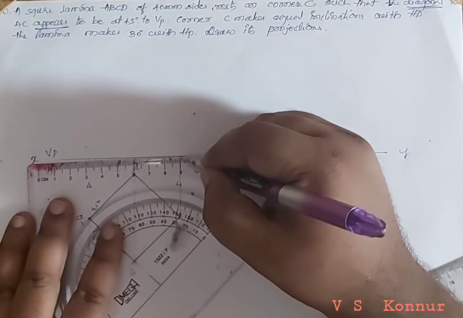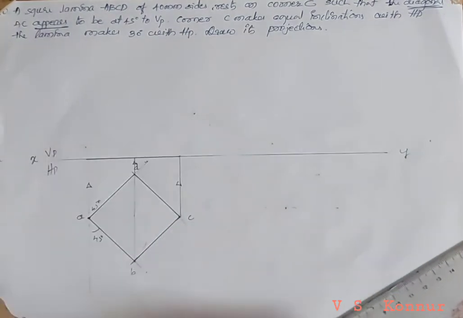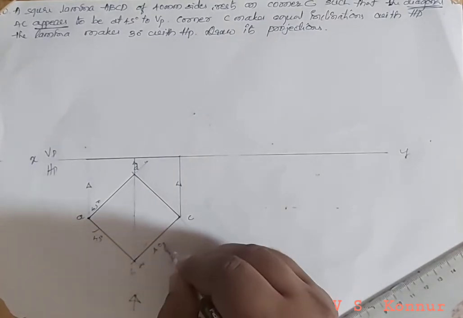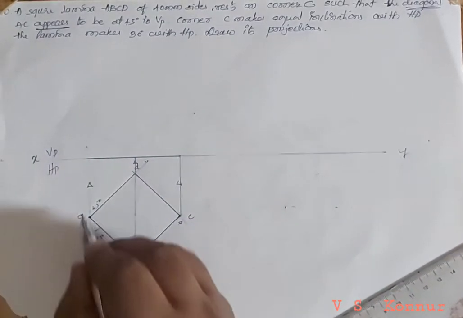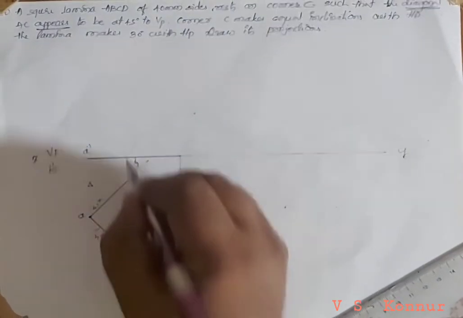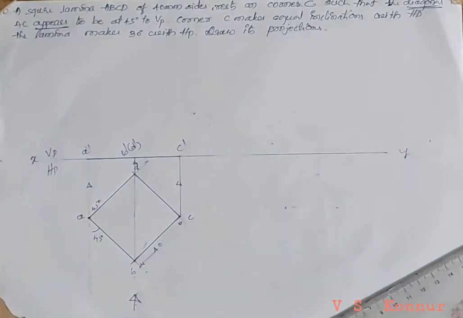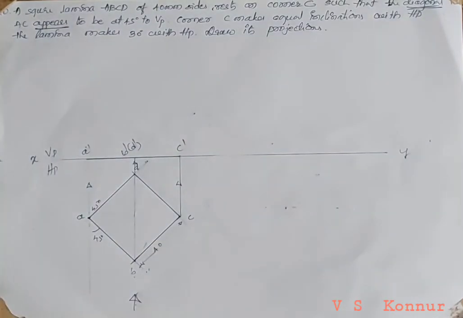Just join these points, you will get the lamina. So when you are viewing from this side, one side is of 40 mm side. From this side, when you are viewing, A dash, B dash is visible, D dash is not visible, C dash. Then when it is resting on HP, you have to consider the beginning, it is inclined at an angle of 30 degrees. So we'll take 30 degree from this point. I marked a point there.